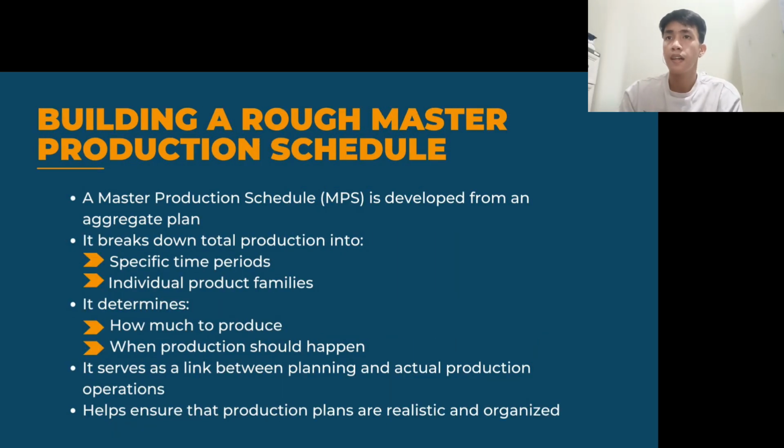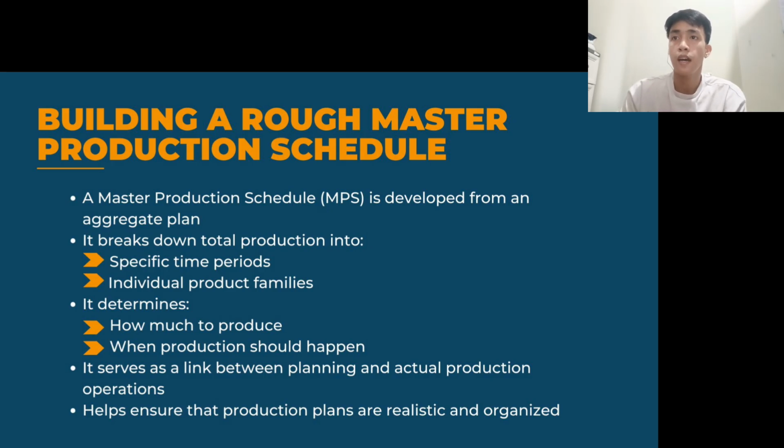Next is building a rough master production schedule. A master production schedule, or MPS, is developed from an aggregate plan. It breaks down total production into specific time periods and individual product families. It determines how much to produce and when production should happen. It serves as a link between planning and actual production. It helps ensure that production plans are realistic and organized.